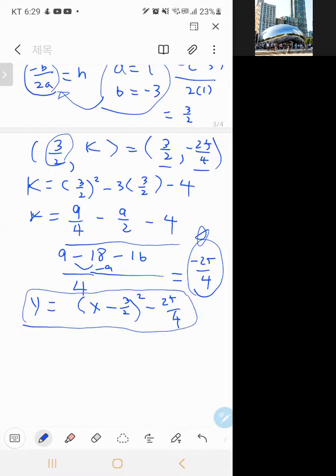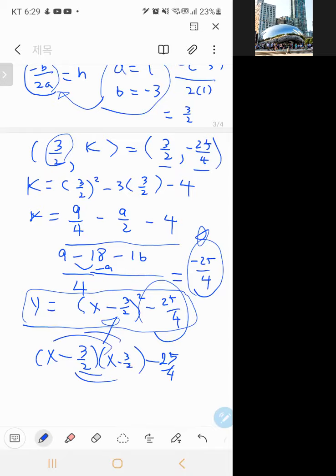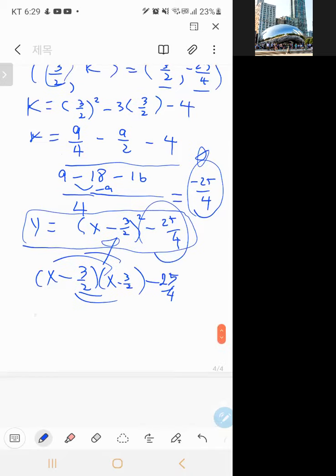You can just ignore that 1, and that would be your equation in vertex form. Now, if you expand this, and then minus 25 over 4, when I say expand, you do it like this, right? You FOIL it, add everything up and simplify, and you are going to get the same equation, x squared minus 3x minus 4. If you don't believe me, try it yourself.